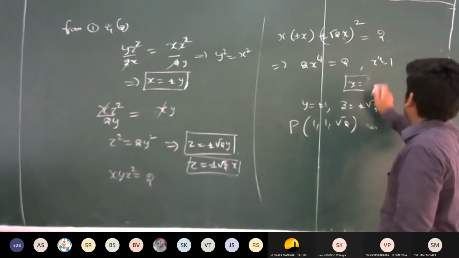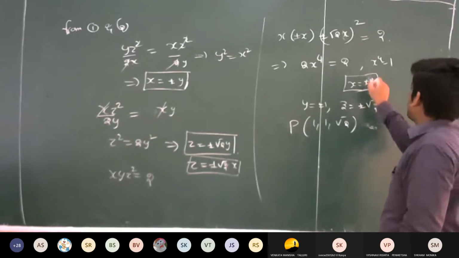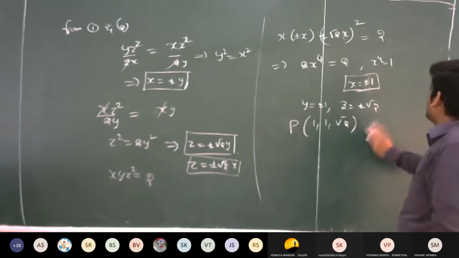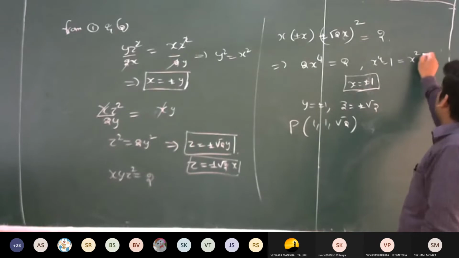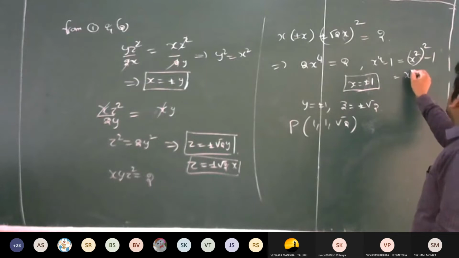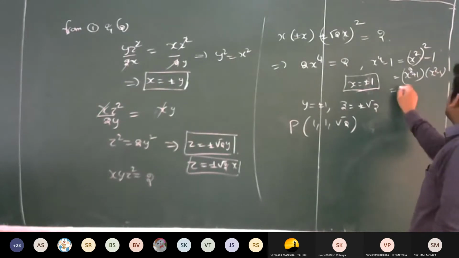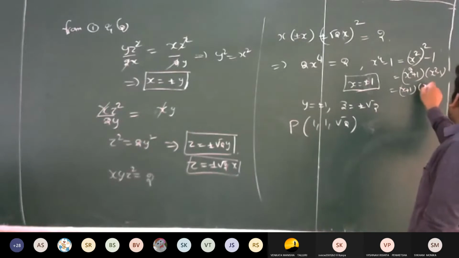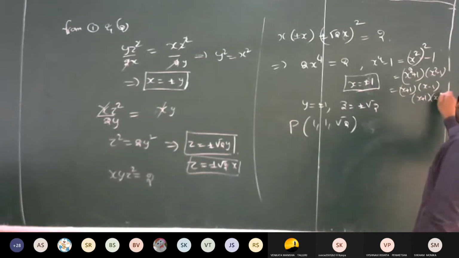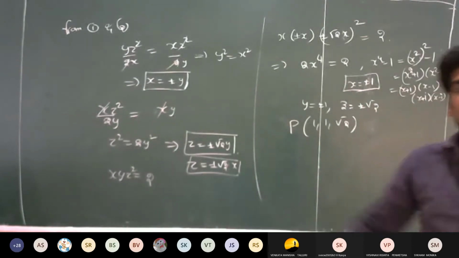Otherwise you will take x is equal to plus or minus 1. So both ways it is satisfied. So that is nothing but (x square) whole square minus 1, that is x square plus 1 into x square minus 1. So that is x plus 1 into x minus 1 into x plus i into x minus i. Right? So these are plus or minus 1 comma plus or minus i, the fourth roots of unity.